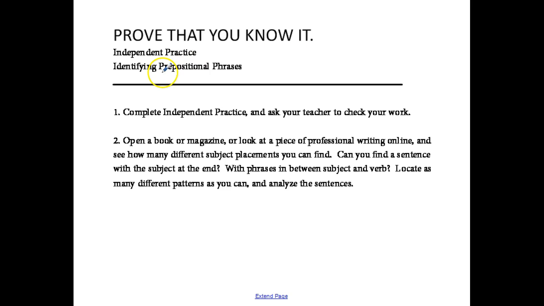So we're not only identifying prepositional phrases now, but we're also doing step 2, verbs and verb phrases, and we're also doing step 3, subject. So what you want to do, if you're ready, is go complete the independent practice, which is the next worksheet in the test book. Ask your teacher to check your work.